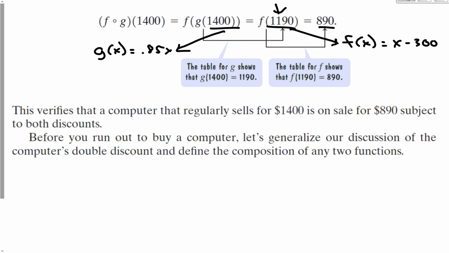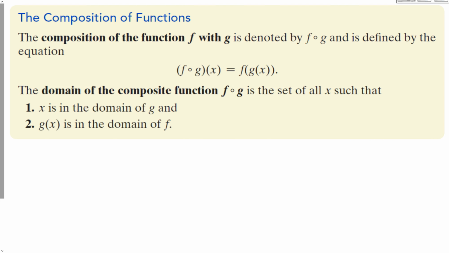And so this verifies that the computer that regularly sells for 1400 is on sale for 890, subject to both discounts. Okay, so let's look at this in a formal definition.